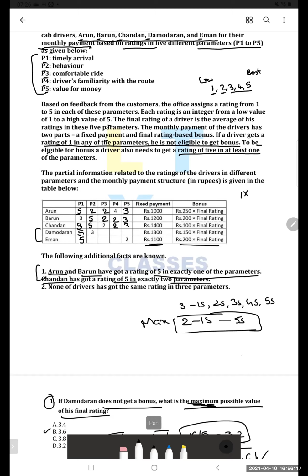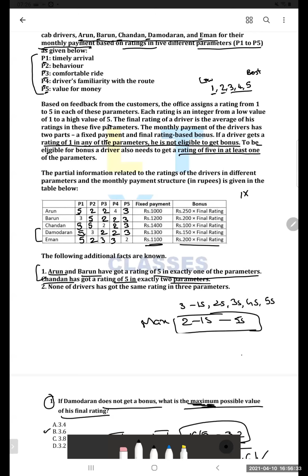We can assume there is a rating of 5 for each of them. Now solve the rest of the numbers here. So it would be 2, 2, 3. This also 2, 3, 3. Correct? Yes, sir. Okay, now let's calculate the payment for each of them.